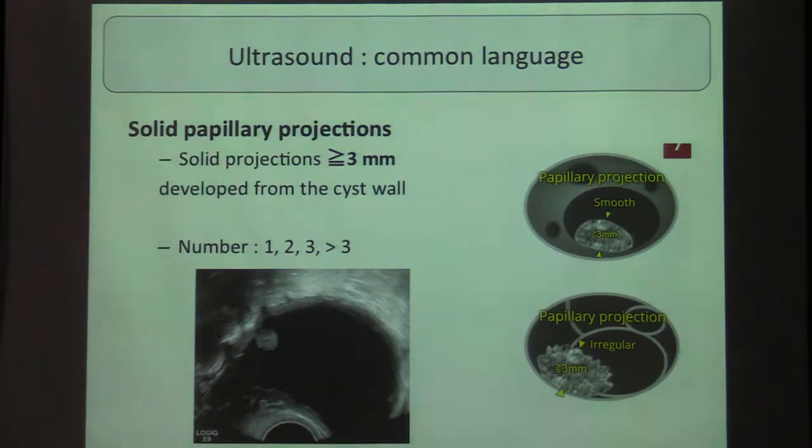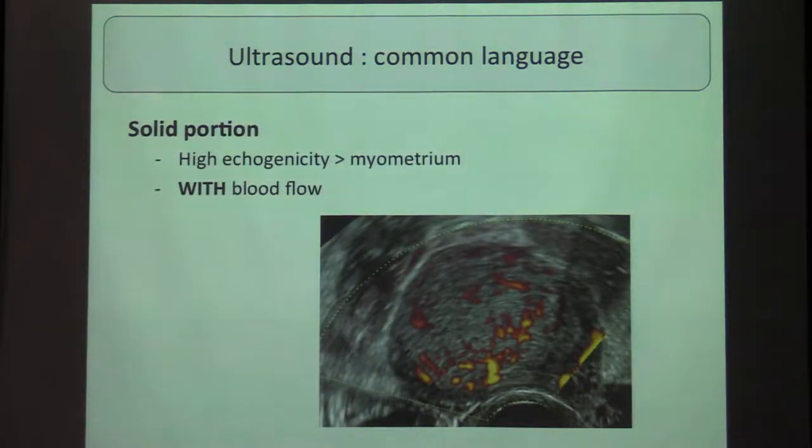Then a solid papillary projection is defined as any solid projection developed from the cyst wall into the cyst cavity with a height greater than or equal to 3 millimeters. The number of the papillary structures should be recorded as below: 1, 2, 3, or more than 3. Then a solid portion is defined as a portion showing high echogenicity greater than the myometrium and with blood flow.